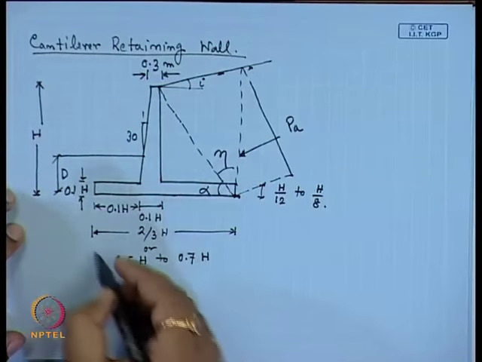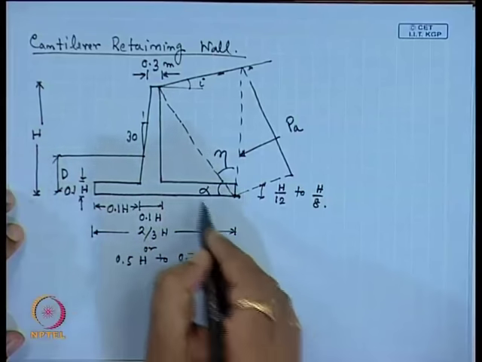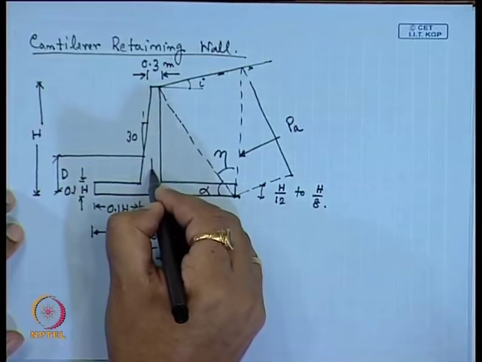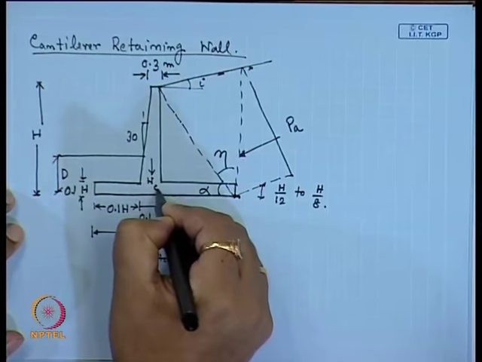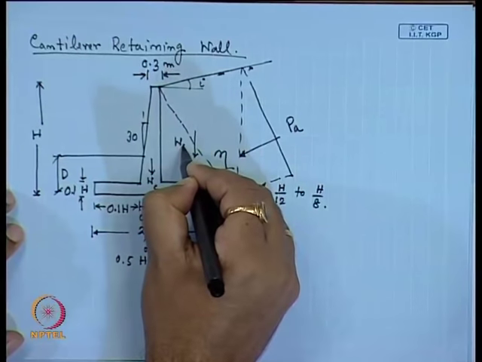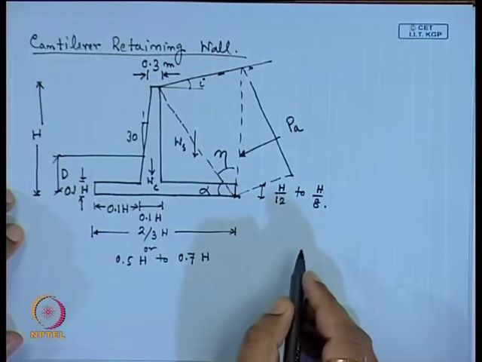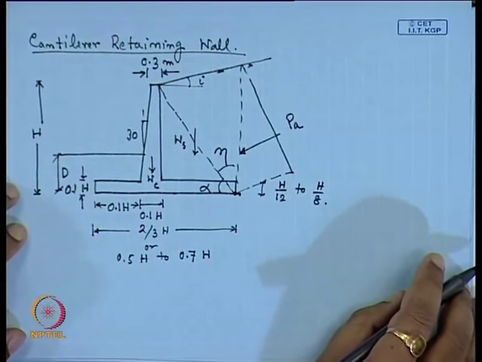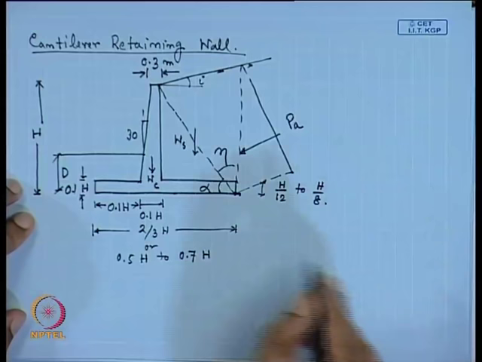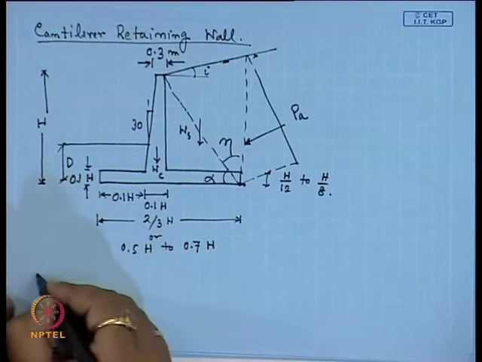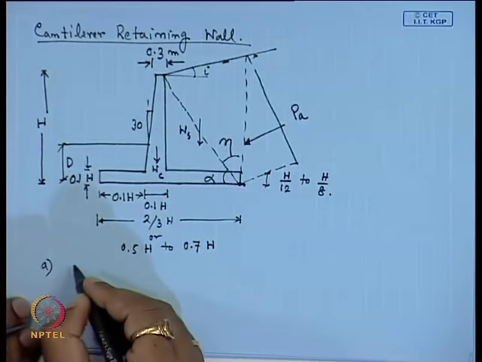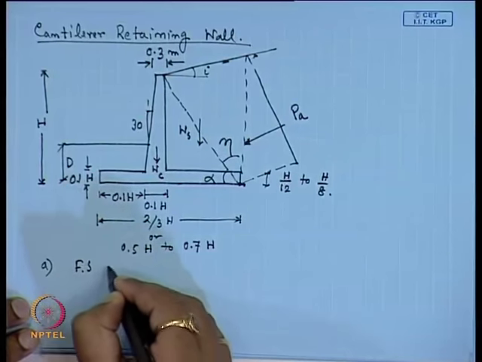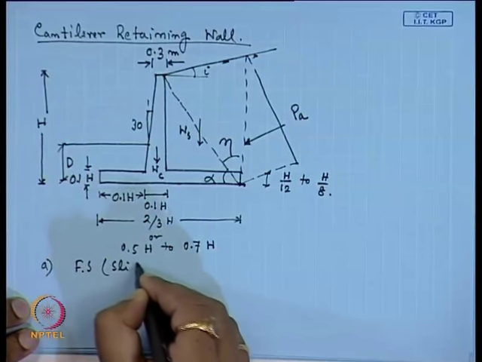So this distance we can choose first, then we will consider the weights. These are the different weights. First we will consider the weight of concrete, then the weight of soil, if I take the Rankine expressions. Now for this condition, what factor of safety will we choose for this type of retaining wall? First, we will consider the factor of safety against sliding.